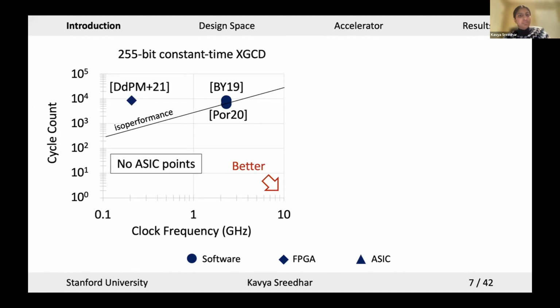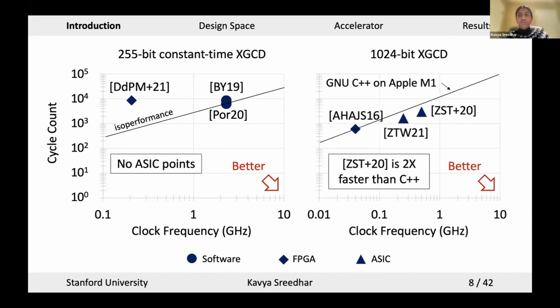So in the 255-bit constant time XGCD space, there are two recent software works. The first is the Bernstein-Yang algorithm from 2019. And there's an FPGA paper that prototypes this algorithm. However, there are no ASIC points to our knowledge in this space. On the 1024-bit side, we see that there are two ASIC points. And in fact, the fastest ASIC is 2 times faster than software.